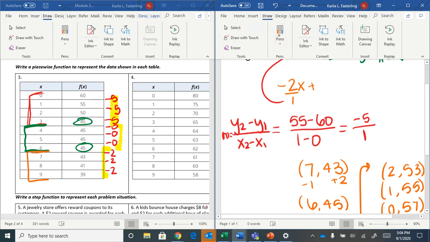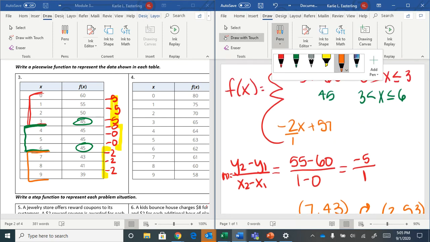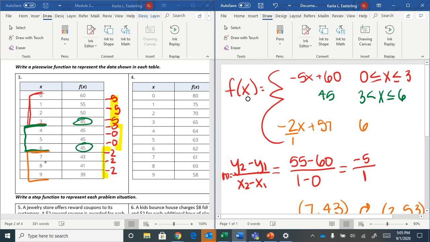So plus 57. And now we've got to talk about that domain again. Whenever we look back over at our table, we're touching that 6 again. So we're going to have that 6 as a part of our domain, but we're not going to include it, because to get that 6th value, we're going to use that f of x equals 45. We're not going to use the negative 2x plus 57. But we are going to use the negative 2x plus 57 to get that 9th value. So we are going to include it.